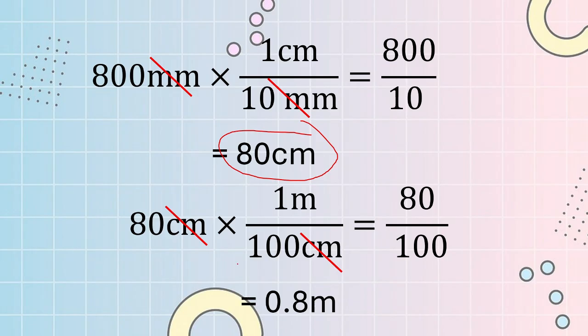Okay, we can cancel out the centimeters in both sides. So, matitira sa 80. 80 times 1, 80. Tapos, ang natira sa ilalim, 100. So, 80 divided by 100, that is 0.8 meters. So, your final answer will be 0.8 meters. Next.